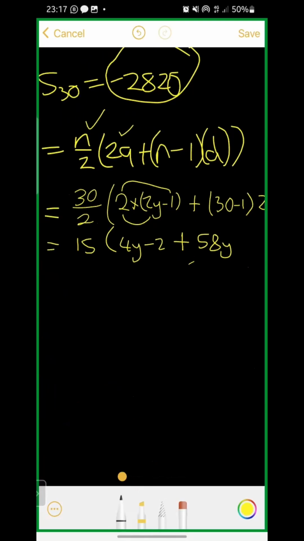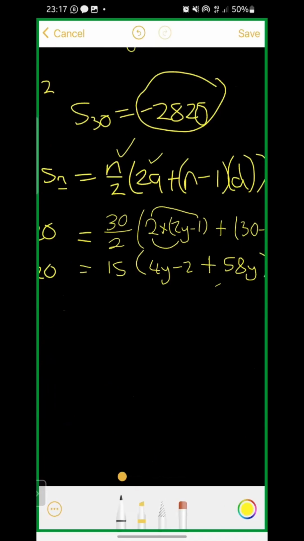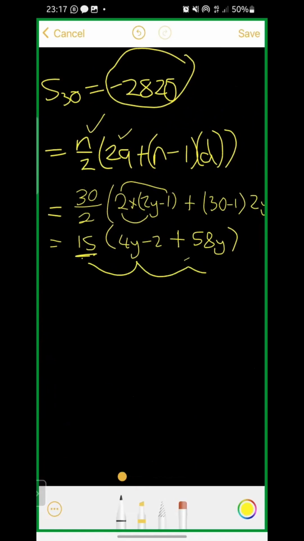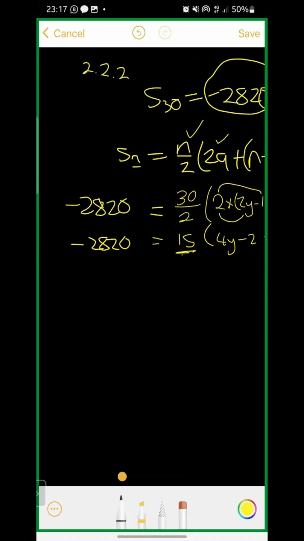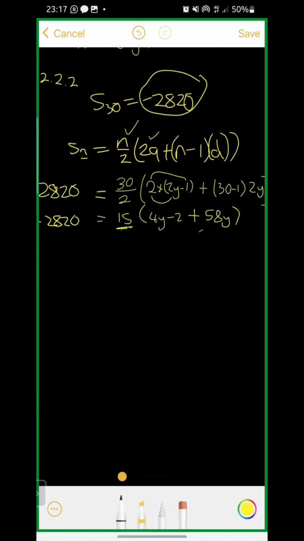And we still have negative 2,820. Most times, whenever you have this, we do not advise that you multiply throughout, though you can. Let's try on our calculator: negative 2,820 divided by 15, to see if it gives us something that's not a fraction. Yes, it gives us a proper number. So instead of multiplying the 15 throughout, let's divide both sides by 15.